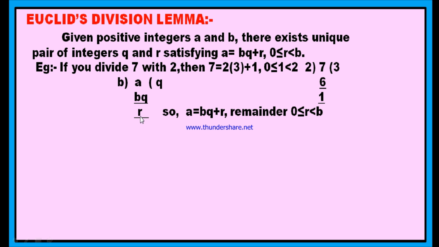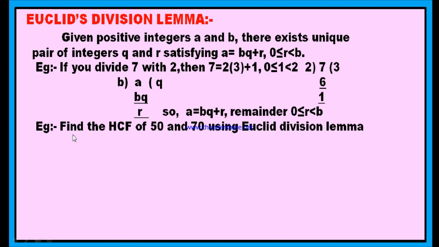In any division, either the remainder is 0 or the remainder is a positive value, and it should be less than the divisor. Therefore, r should be greater than or equal to 0 but less than b. This is Euclid's division lemma. Now, let us find the HCF of 50 and 70 using Euclid's division lemma. It is a very important model as far as the public exams are concerned. Look at the question again.